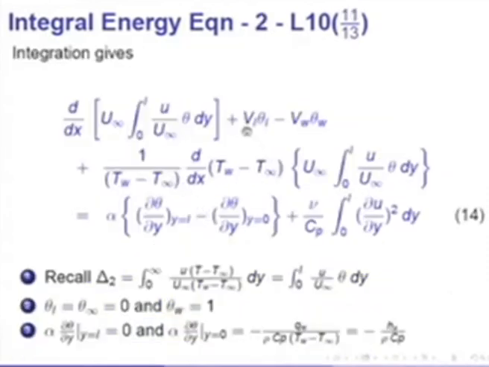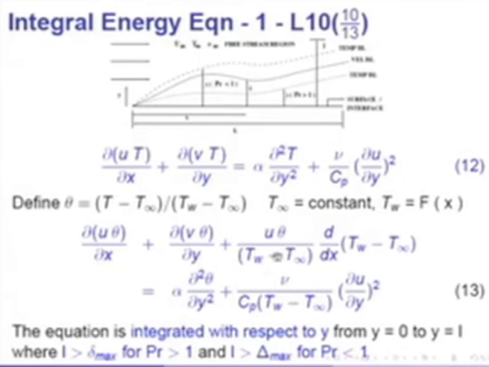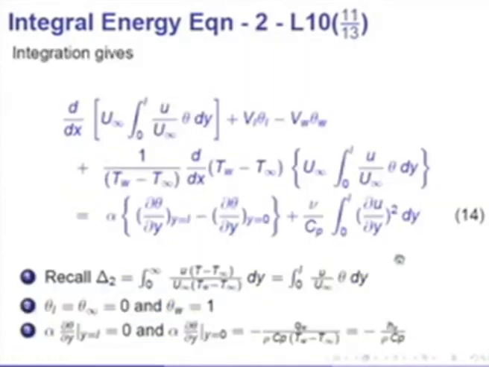Then you will see V L theta L minus V W theta W plus this term will be simply 1 over T W minus T infinity d by dx of T W minus T integral u theta dy, and that is what I have written, and u theta dy I have divided by u infinity and multiplied by u infinity. The diffusion term will simply give alpha d theta by dy at L minus alpha d theta by dy at 0 plus nu integral of du by dy whole square dy.